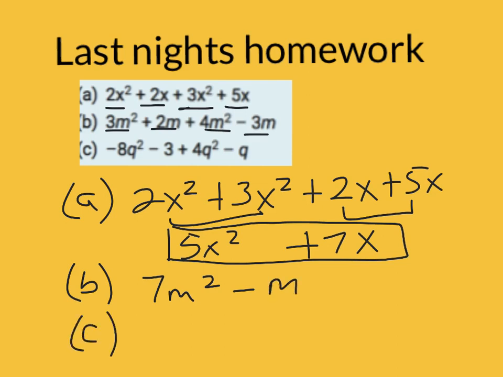C, we have minus 8q squared plus 4q squared. So minus 8 plus 4 gives me minus 4, and we just put the q squared on. And then we have minus 3 and minus q. As there's nothing we can do with them, we just put them at the end. So minus 3 minus q.